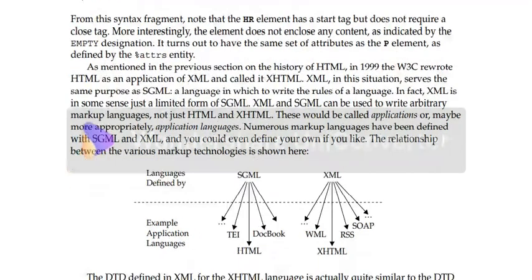As mentioned in the previous section on the history of HTML, in 1999 the W3C rewrote HTML as an application of XML and called it XHTML. XML, in this situation, serves the same purpose as SGML, a language in which to write the rules of a language. In fact, XML is in some sense just a lite form of SGML. XML and SGML can be used to write arbitrary markup languages, not just HTML and XHTML. These would be called applications, or maybe more appropriately, application languages. Numerous markup languages have been defined with SGML and XML, and you could even define your own if you like.